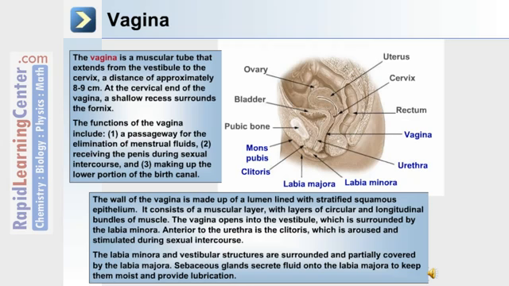The vagina opens into the vestibule, which is surrounded by the labia minora. Anterior to the urethra is the clitoris, which is aroused and stimulated during sexual intercourse. The labia minora and vestibular structures are surrounded and partially covered by the labia majora. Sebaceous glands secrete fluid onto the labia majora to keep them moist and provide lubrication.